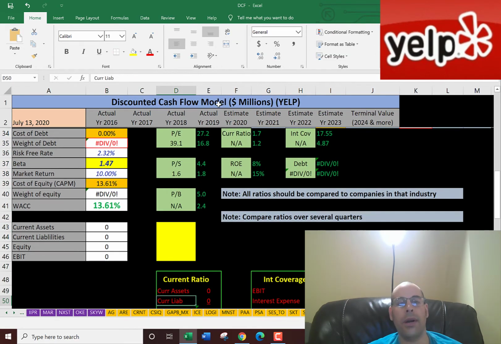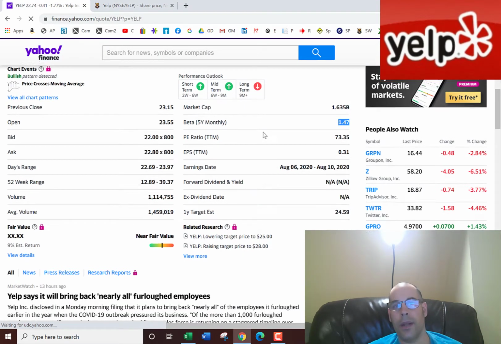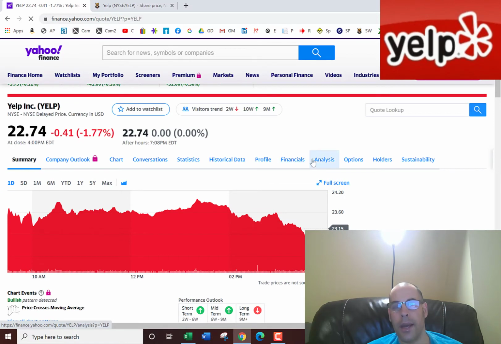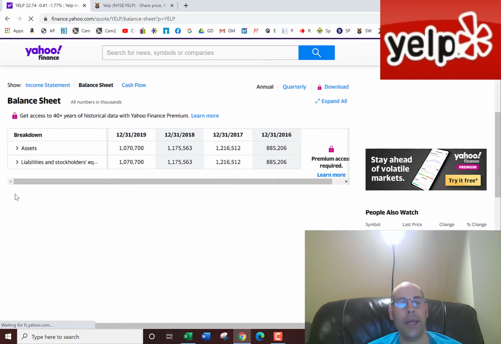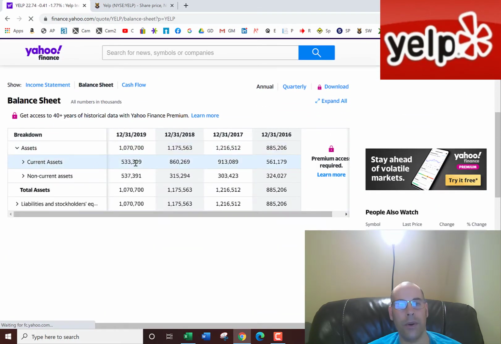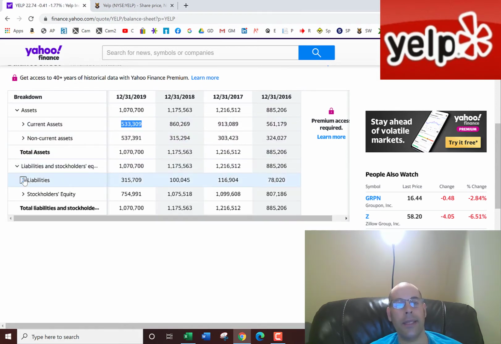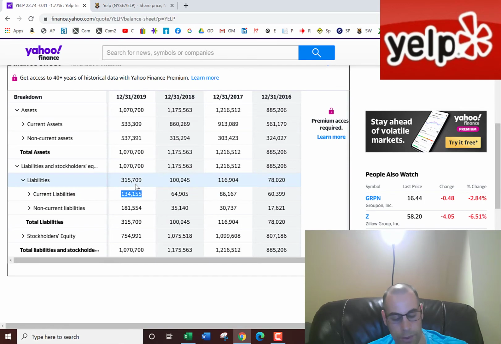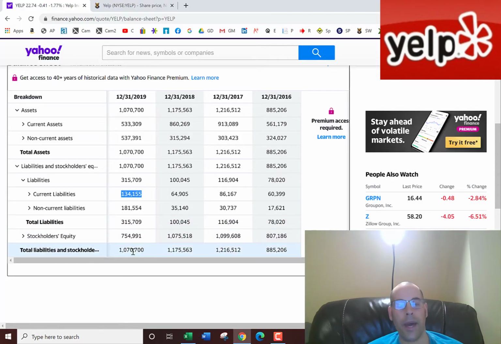Next, we need the current assets. And the reason we need current assets is because we're going to look at the current ratio later. The formula for current ratio is current assets over current liabilities. And current assets are mainly cash, accounts receivables, and inventory. It's what a company uses to run its day-to-day business. Next, we're going to pull current liabilities. And these are debts and payables that are due within 12 months. And that's $134 million.